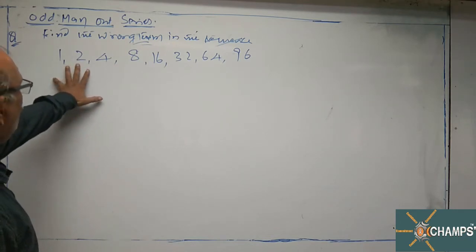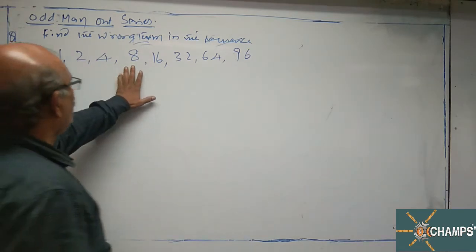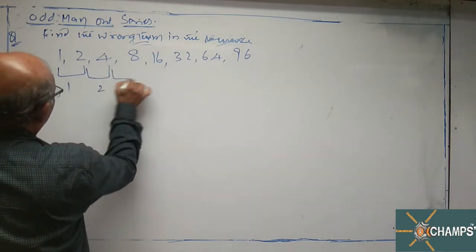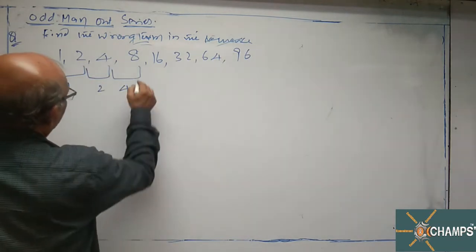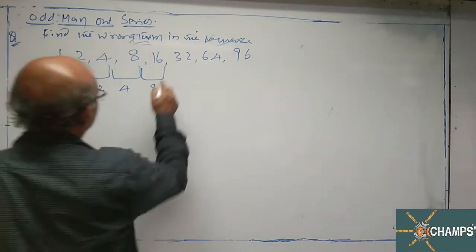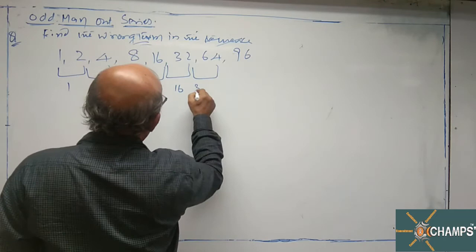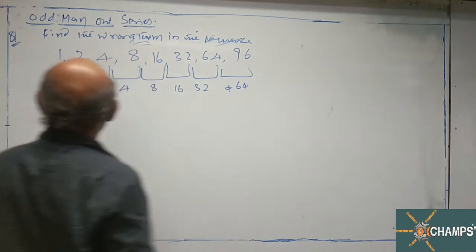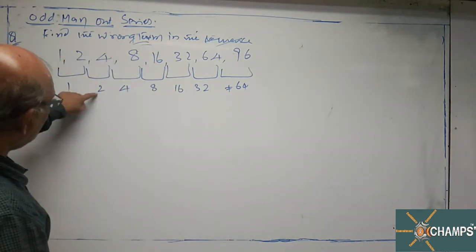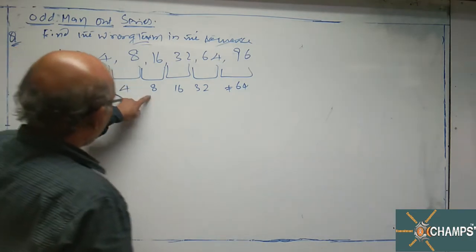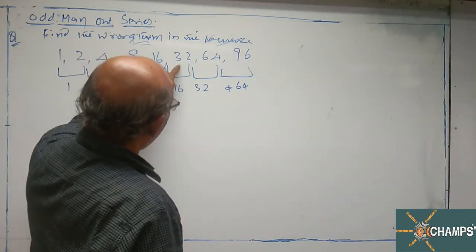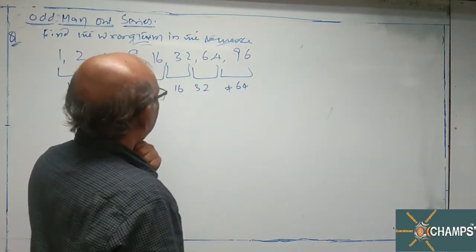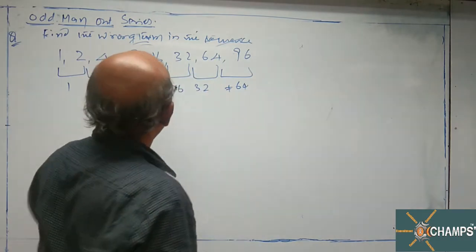Now sir, the terms are 1, 2, 4, 8, 16, 32, but the difference is not equal to 64. Look at this, 1 plus 1, 2, 2 plus 2, 4, 4 plus 4, 8, 8 plus 8, 16, 16 plus 16, 32, 32 plus 32, 64, 64 plus another 64.